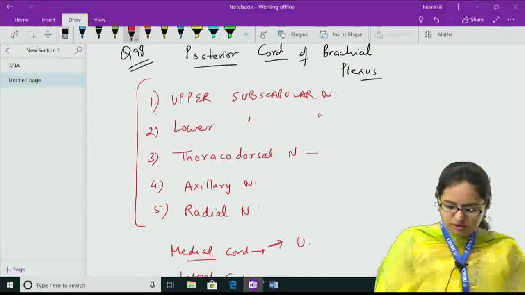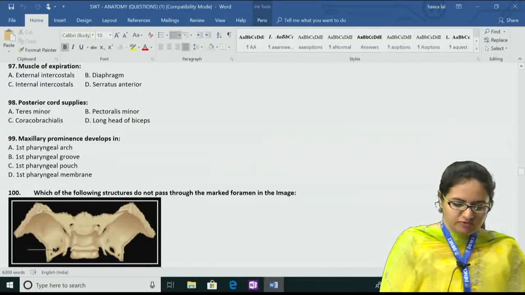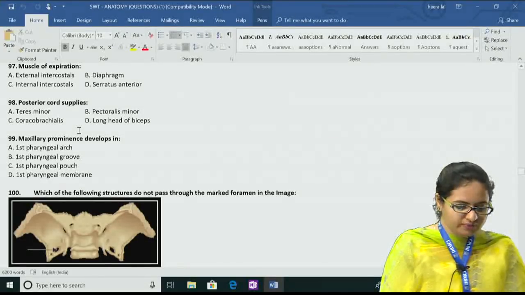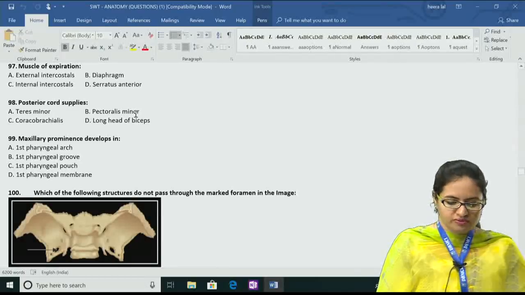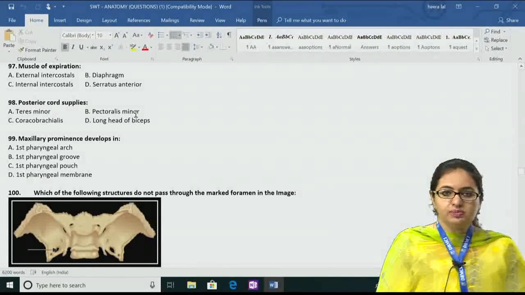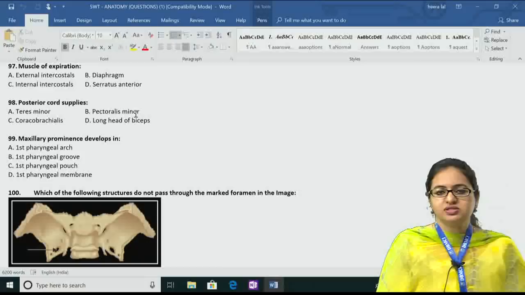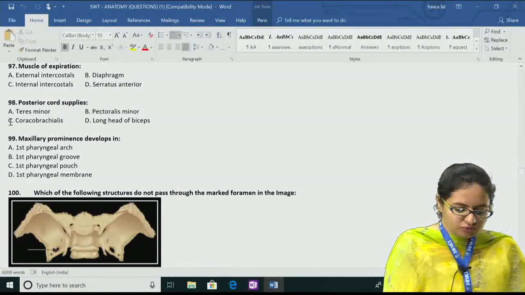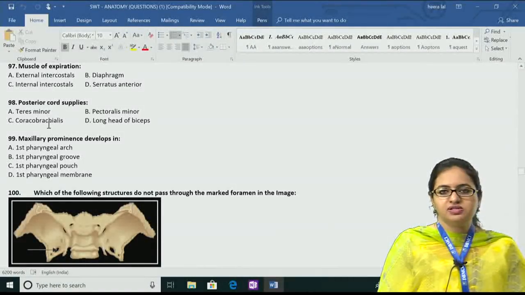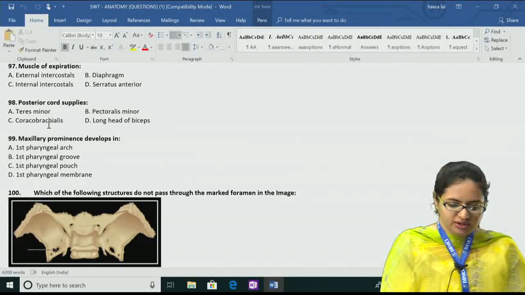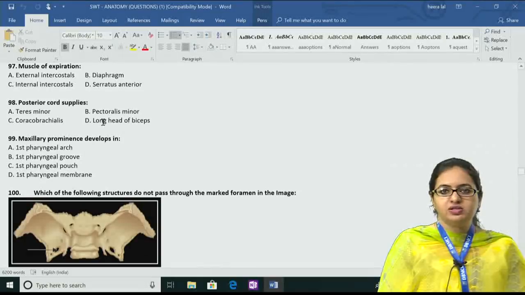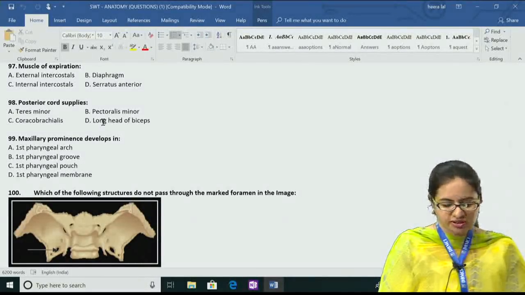Now if you go back to the question, it says the posterior cord. We have already enumerated the branches of the posterior cord. Which of the muscles over here does it supply? Option B, the pectoralis minor muscle, is supplied by the medial pectoral nerve, and the medial pectoral nerve is a branch of the medial cord. Option C, coracobrachialis, is a muscle of the anterior compartment of the arm and is supplied by the musculocutaneous nerve. Option D, the long head of biceps, is also a muscle of the anterior compartment of the arm and will be supplied by the musculocutaneous nerve.